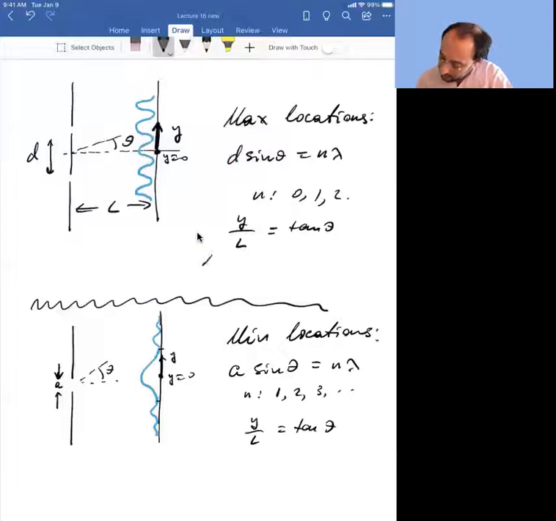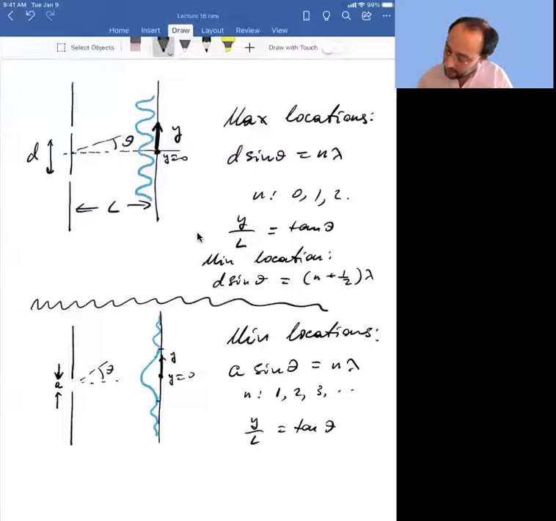There is actually a formula for the min locations in the double slit situation. It's given by d sine theta equals n plus 1/2 lambda, where n is 0, 1, 2. So this says that the path length difference has to be half a wavelength, 3/2 wavelengths, and so on. And the maximum says that the path length difference has to be 0 wavelengths, 1, 2 wavelengths, and so on. And in the single slit scenario, minimum locations happen where the second formula, a sine theta equals n lambda, applies.